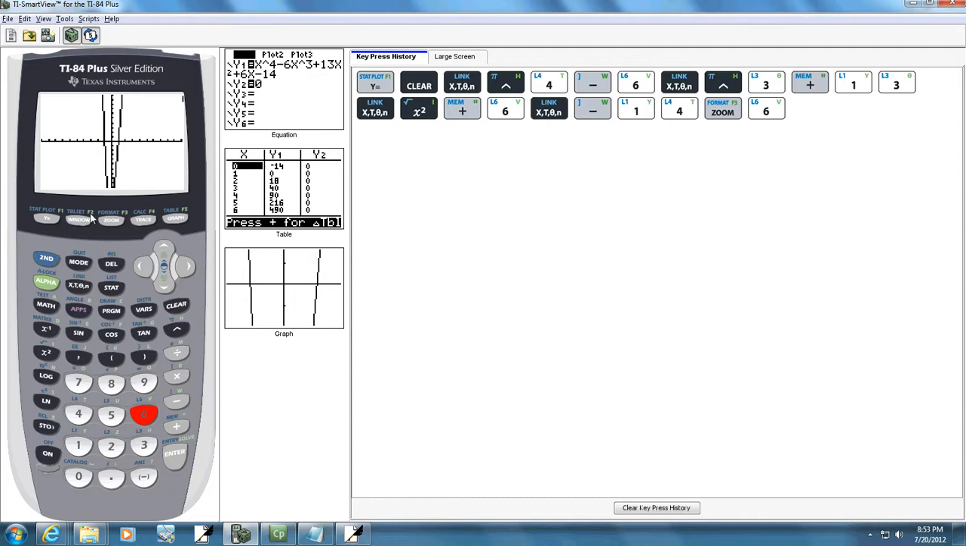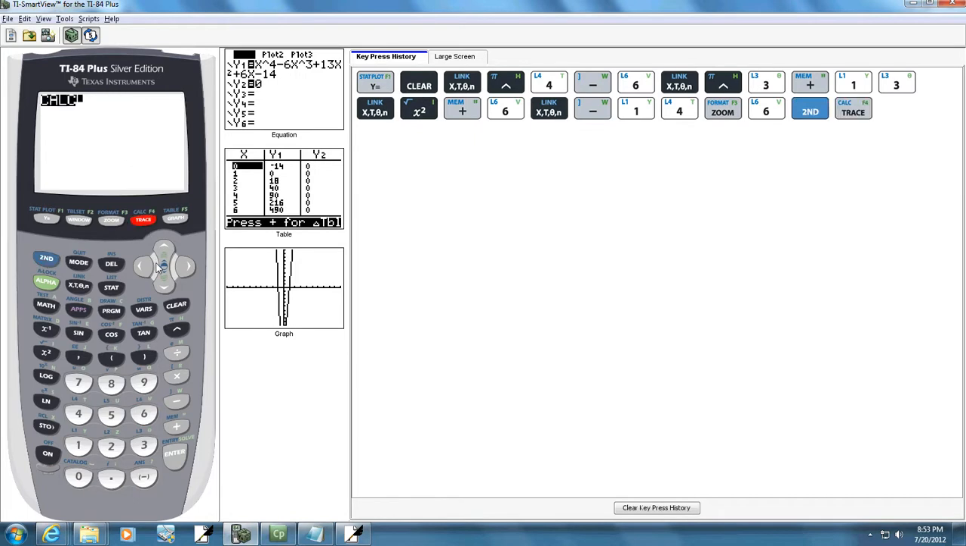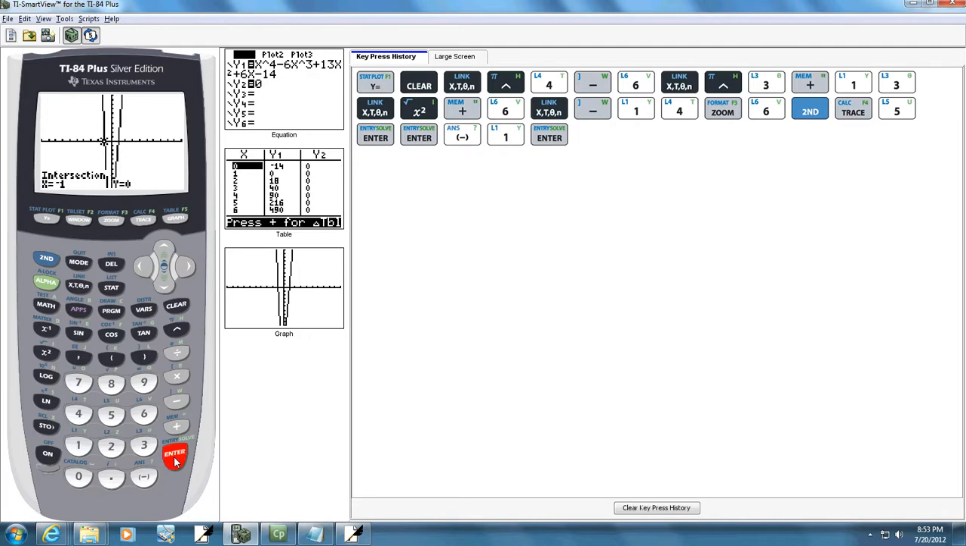Okay, so now let's go through our process. Looks like we have two answers, -1 and 1, but let's verify that. I'll do second trace, choose intersect, enter on first curve, enter on second curve, and we put -1 in for the guess. And it comes back and tells me -1, so that's our first answer.